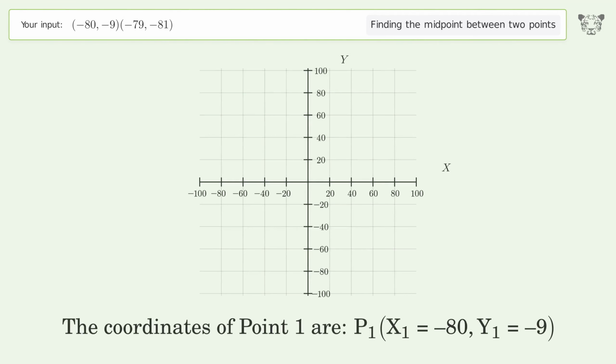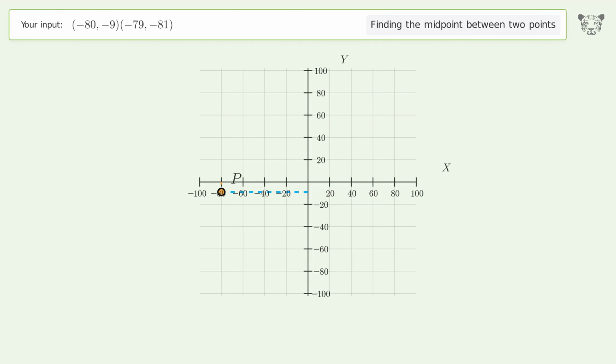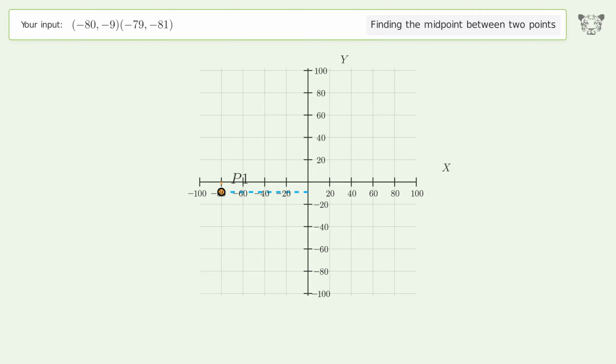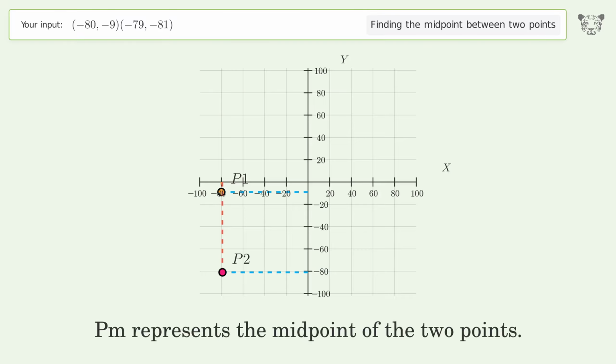The coordinates of point 1 are, x1 equals negative 80, y1 equals negative 9. The coordinates of point 2 are, x2 equals negative 79, y2 equals negative 81. PM represents the midpoint of the 2 points.